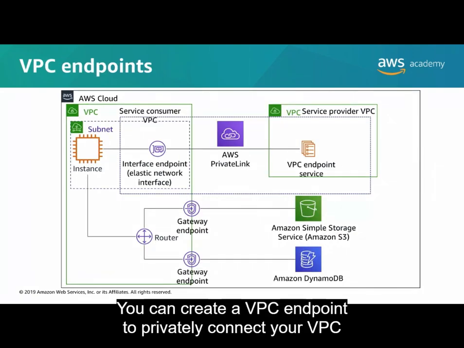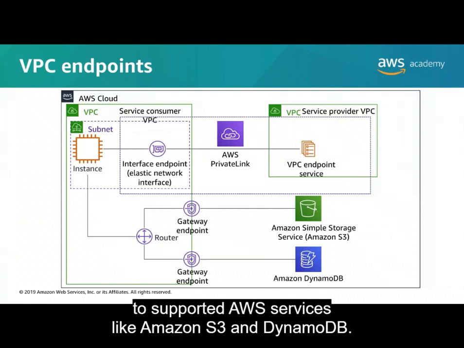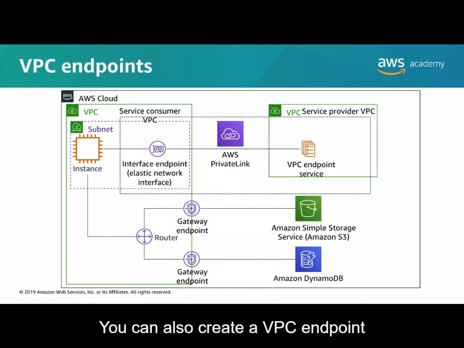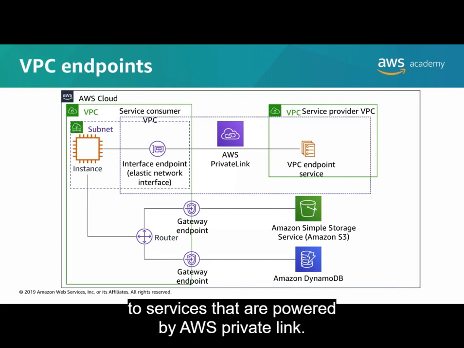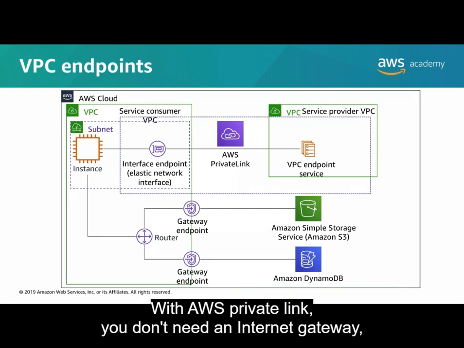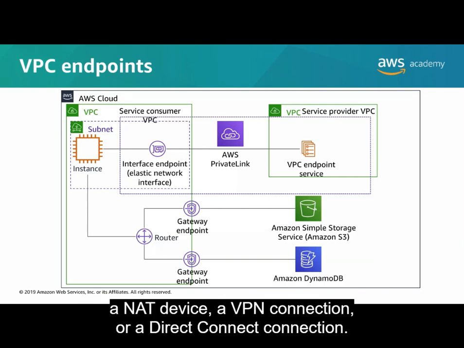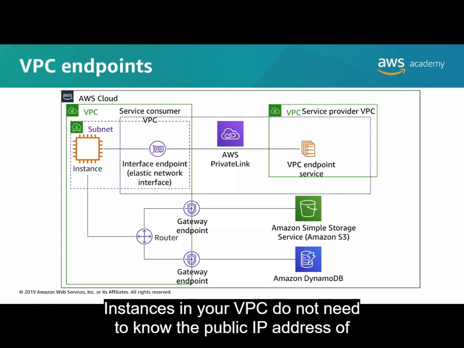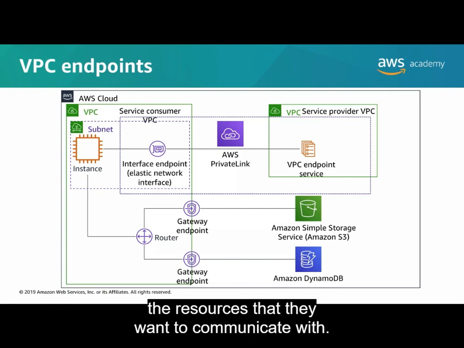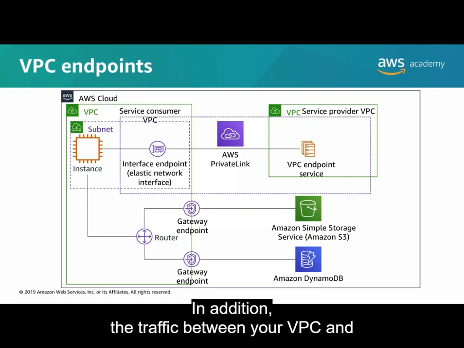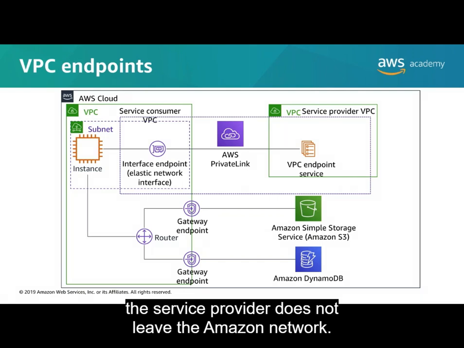You can create a VPC endpoint to privately connect your VPC to supported AWS services like Amazon S3 and DynamoDB. You can also create a VPC endpoint to services that are powered by AWS PrivateLink. With AWS PrivateLink, you don't need an internet gateway, a NAT device, a VPN connection, or a Direct Connect connection. Instances in your VPC do not need to know the public IP address of the resources that they want to communicate with. In addition, the traffic between your VPC and the service provider does not leave the Amazon network.